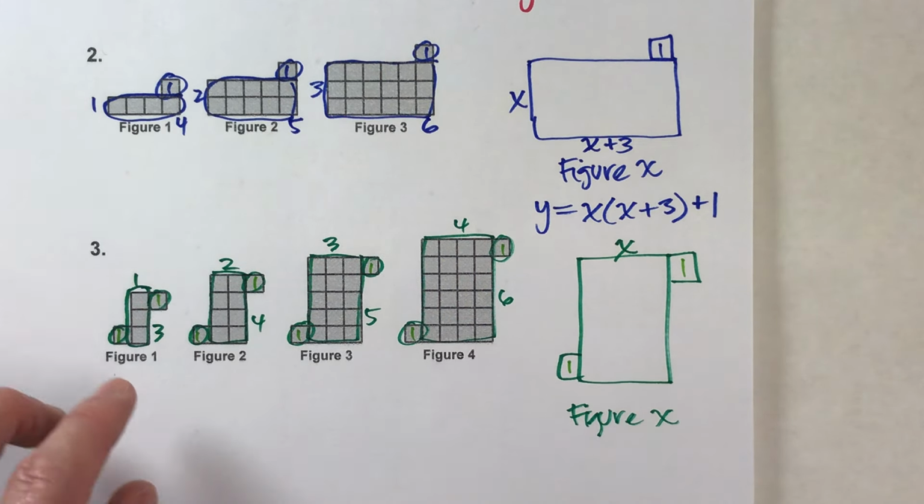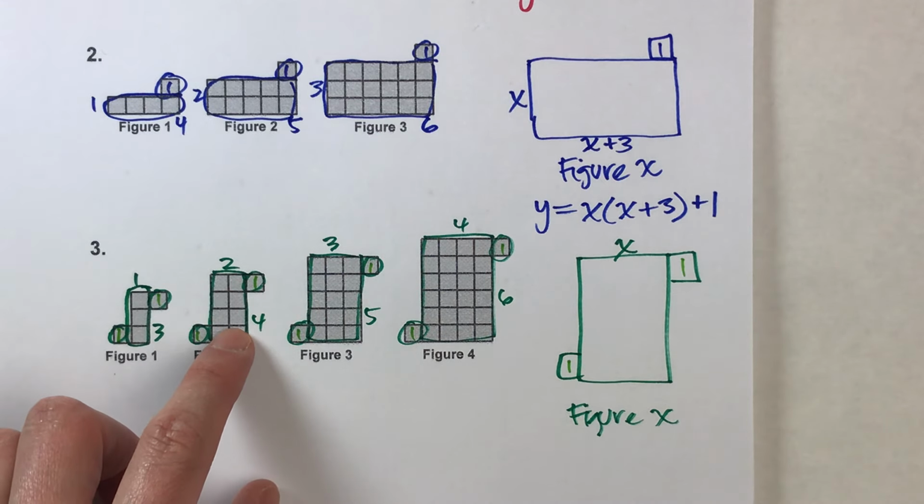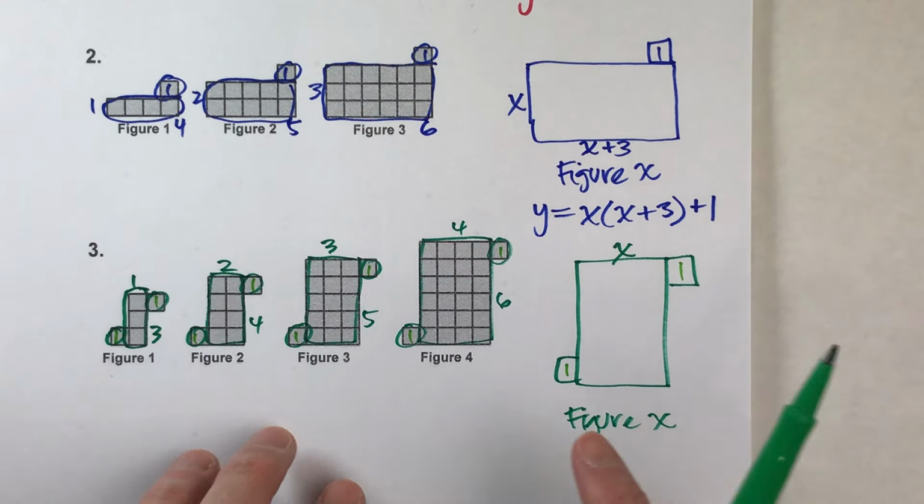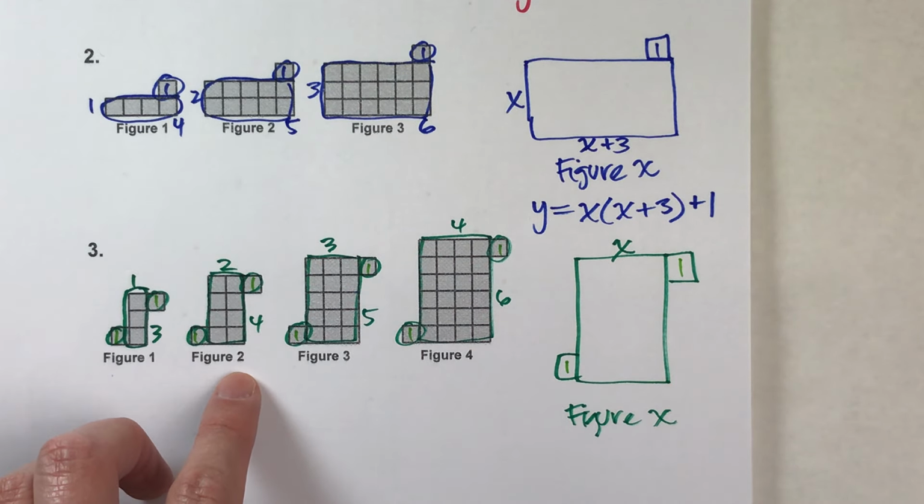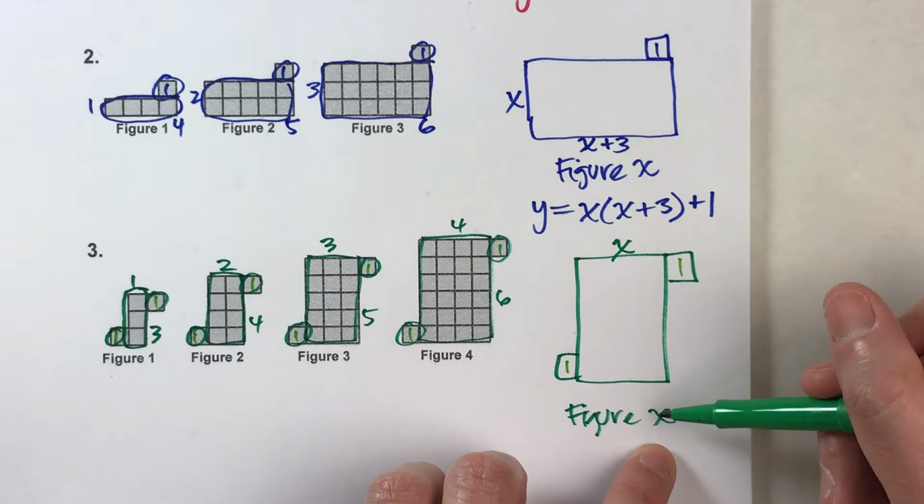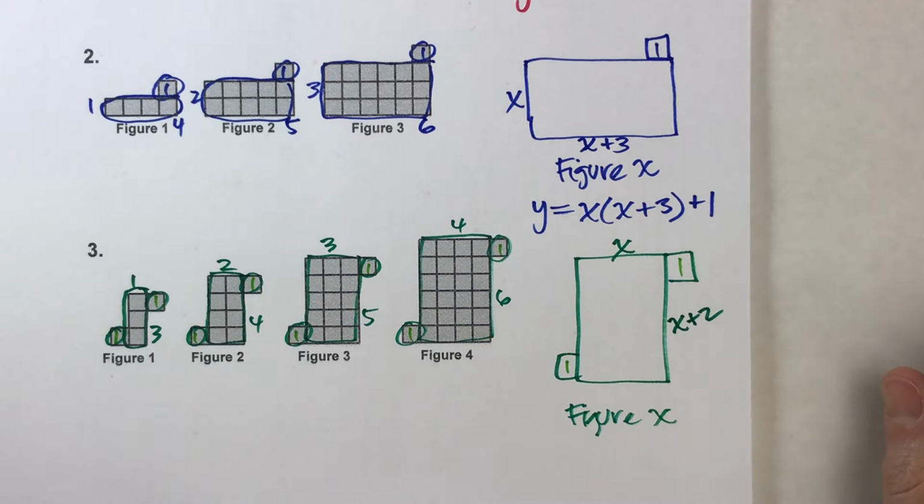Okay, let's do the height now. For figure 1, the height is 3. Figure 2, the height is 4. Figure 3, the height is 5. Figure 4, the height is 6. Notice, every single time, the height is 2 bigger than the figure number. So if my figure is figure X, this height's going to be X plus 2.